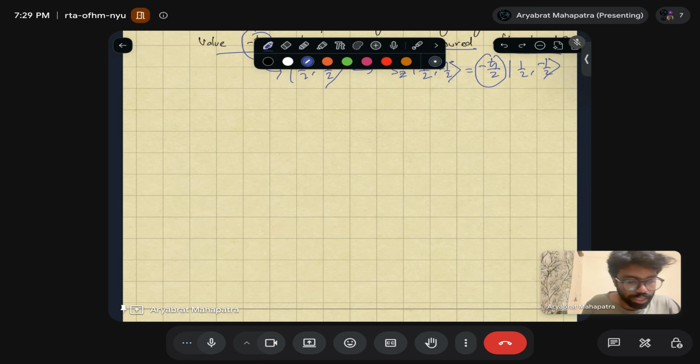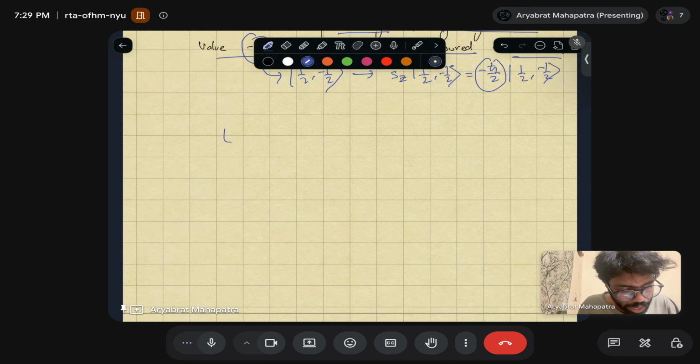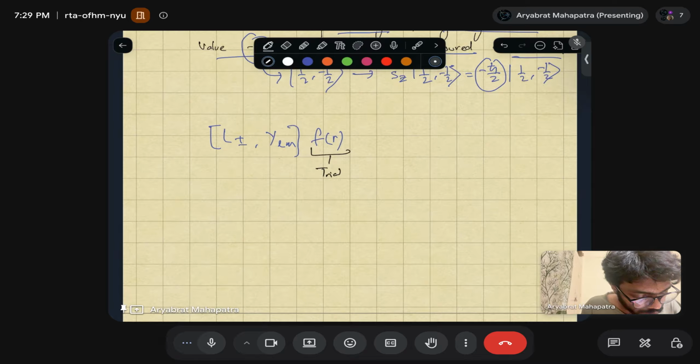But if it is given something like L plus minus, you have to check the commutator with Y, let's say YLM. So whenever some commutation is given, you consider some trial function. So this is your trial function, and then let's say you first want to know L plus with YLM. So you will take L plus and you will act on YLM f of r.